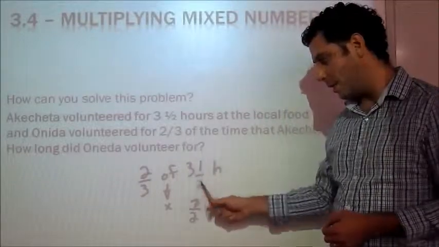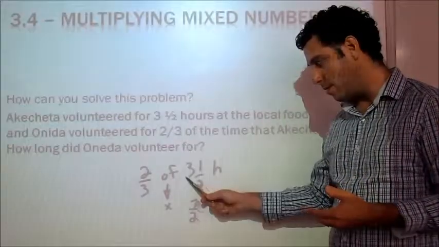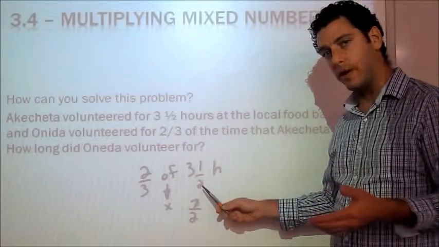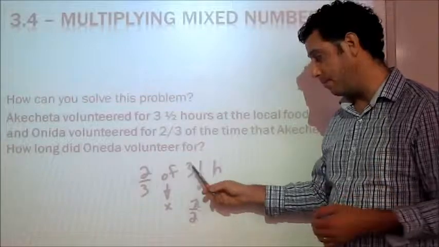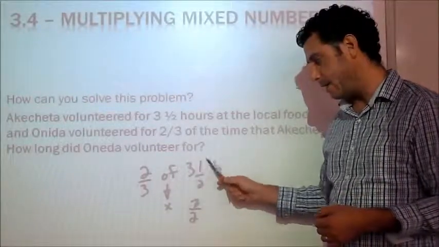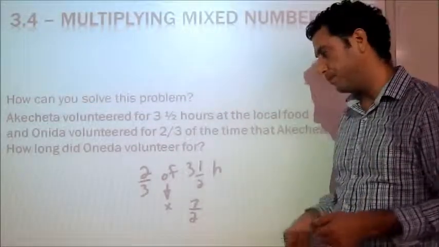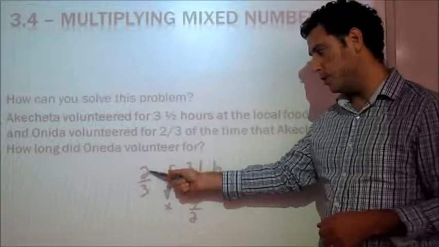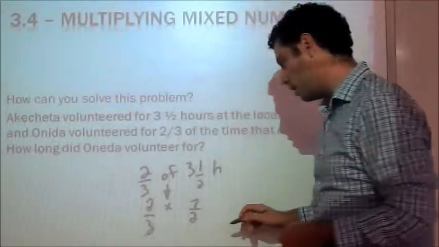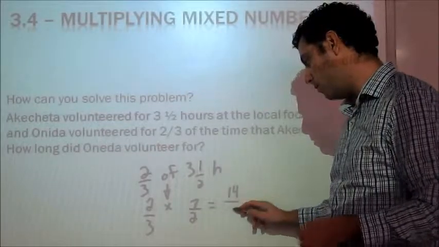We multiplied 3 by 2 because really for every whole number here, there are 2 halves. So that's just a quick way to figure out how many halves are there in the number 3. 3 times 2 is 6, and then we add this extra half over here. So 7 halves is the value. And then what we can do is just multiply 2/3 times 7 over 2. So that would equal 14 over 6.